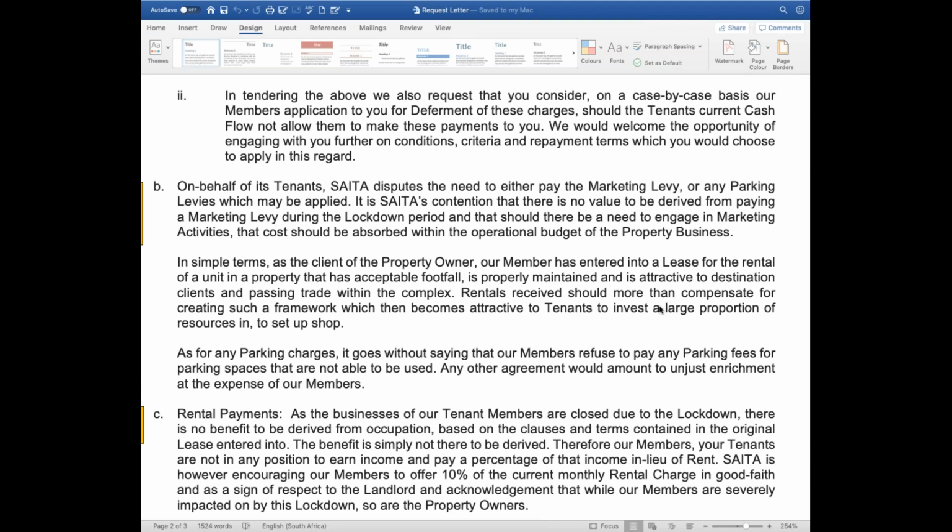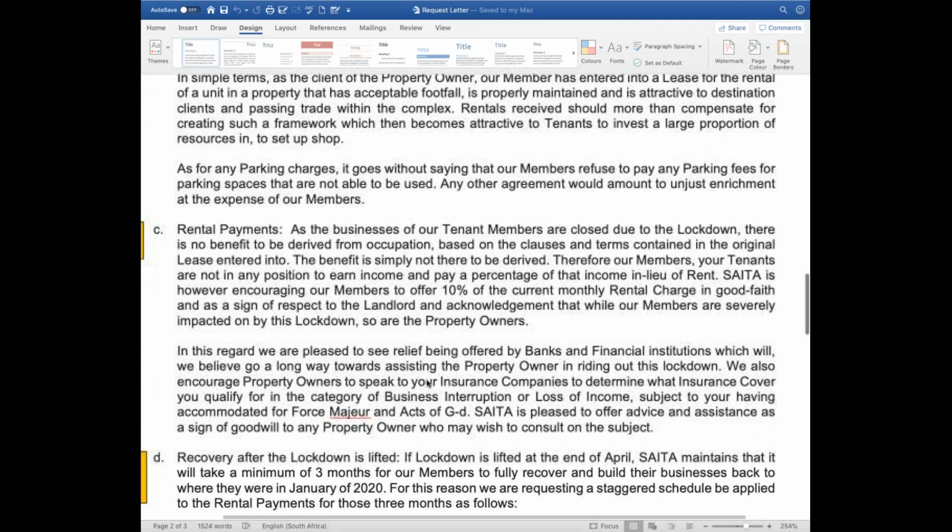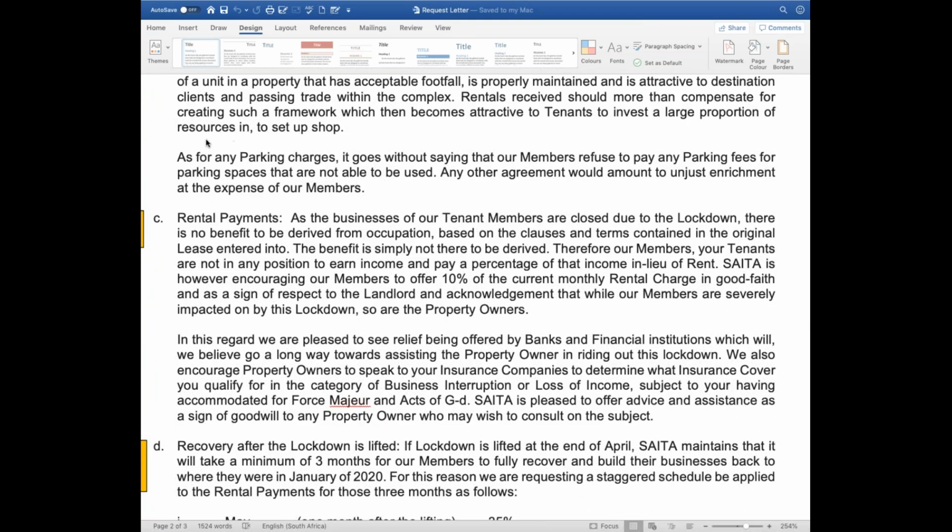Rentals received should more than compensate for creating such a framework, which then becomes attractive to tenants to invest a large proportion of resources to set up shop. As for the parking charges, it goes without saying that our members refuse to pay any parking fees for parking spaces that are not able to be used. Any other agreement would amount to unjust enrichment at the expense of our members. So that's the first component that we are tendering payment on.